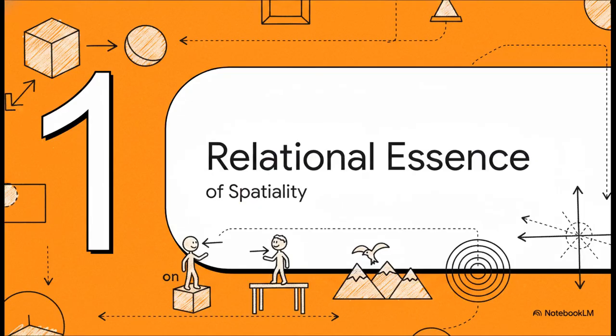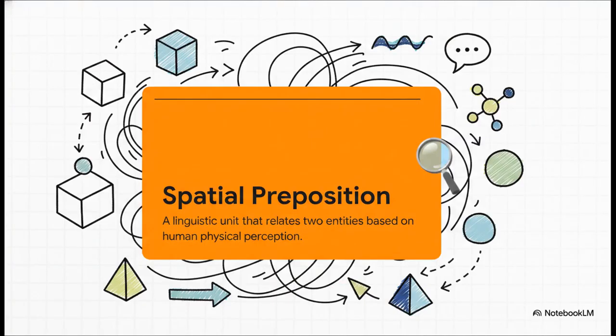So let's jump right into Section 1, the relational essence of spatiality. You see, a spatial preposition isn't just some random vocabulary word you drill with flashcards. Not at all. It is a fundamental cognitive domain. According to cognitive linguistics, a preposition takes what's called a trajector, which is basically the moving or located entity, and maps it against a landmark, which serves as your reference point.